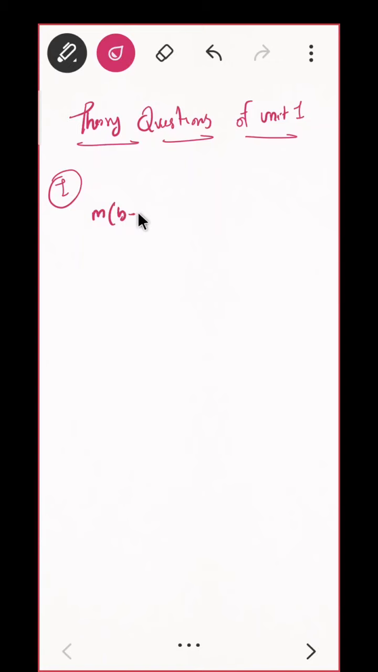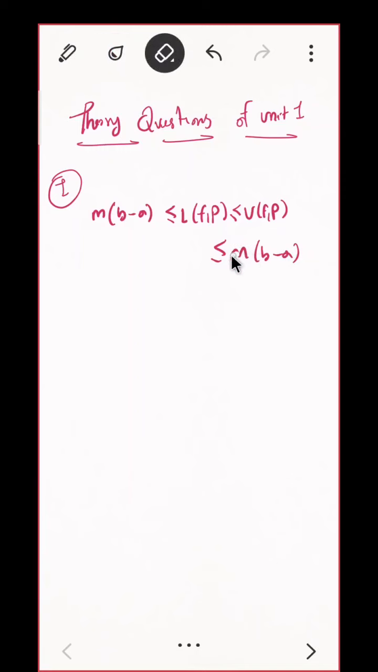small m into b minus a is less than or equal to LPF, which is less than or equal to UPF. This was our first part, which is less than or equal to capital M into B minus A. Let me write it here, capital M into B minus A. Can somebody tell me how to prove this? What is the technique we should use here?